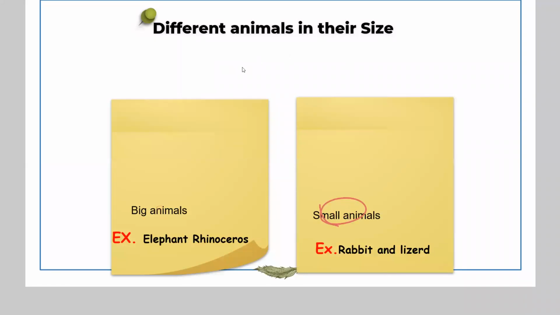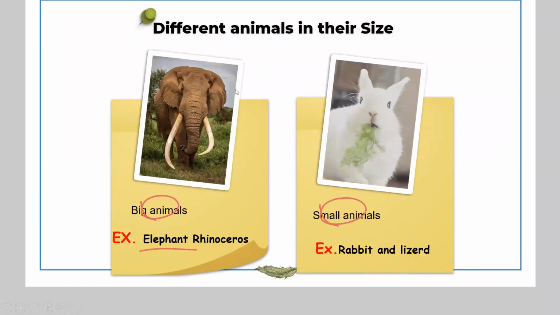We have different animals. They are different in their size. We have big animals such as elephant and rhinoceros, and small animals such as rabbit and lizard.